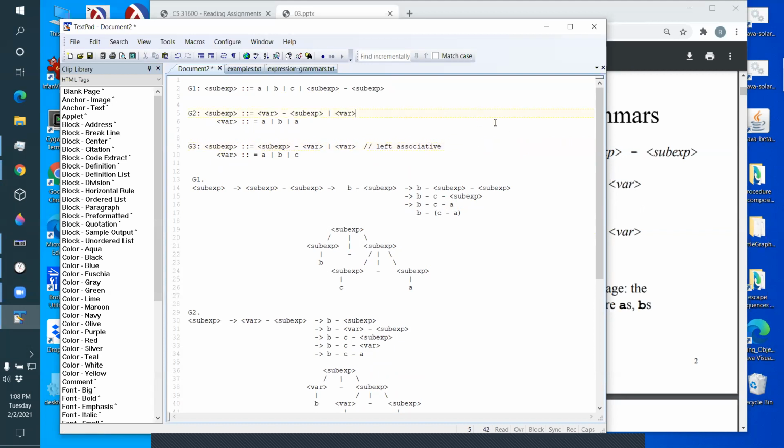This grammar is right associative. It forces you to put the sub-expression on the right. So if you have something like A minus B minus C, you're forced to make the A the variable, and you're forced then to group these guys on the right.